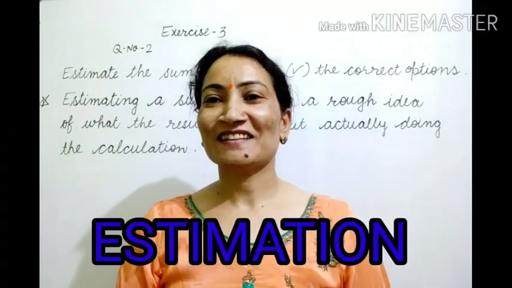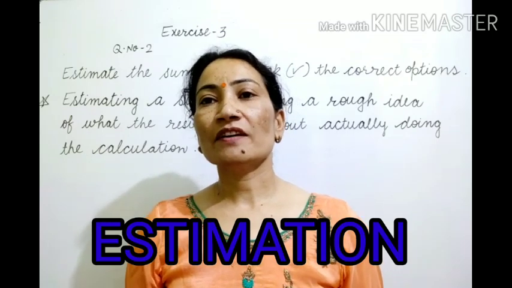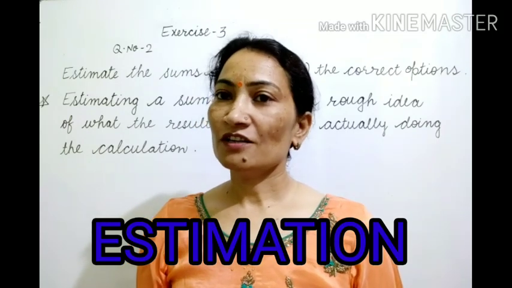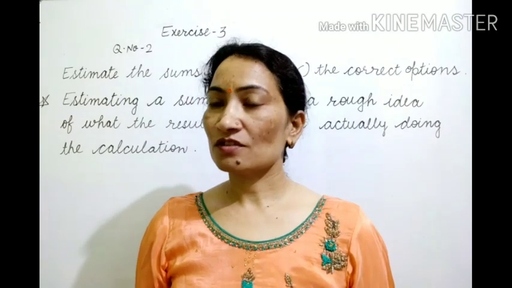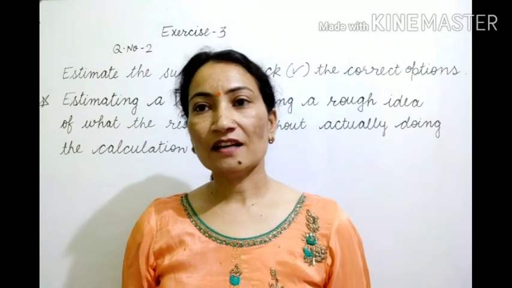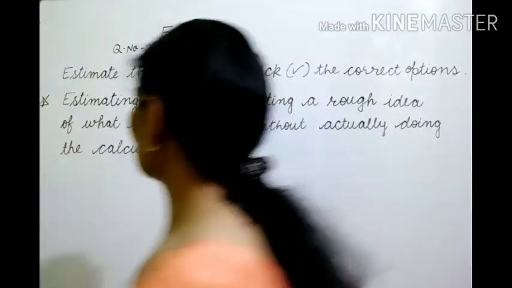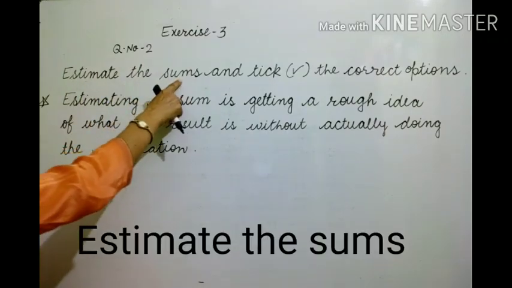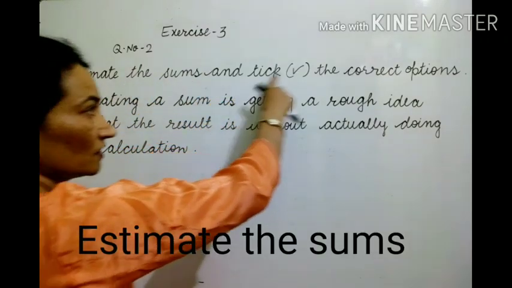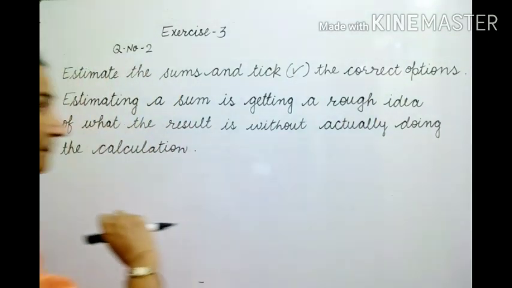Good morning, students. Yesterday we solved exercise 3 question number 1 using easy addition, and today we will solve question 2 and 3. Let's see what is question number 2. In question number 2 we have to estimate the sums and tick the correct answer.